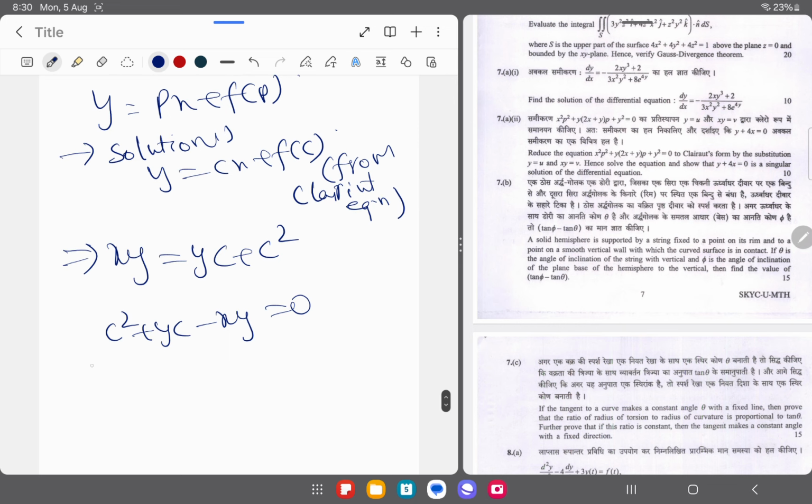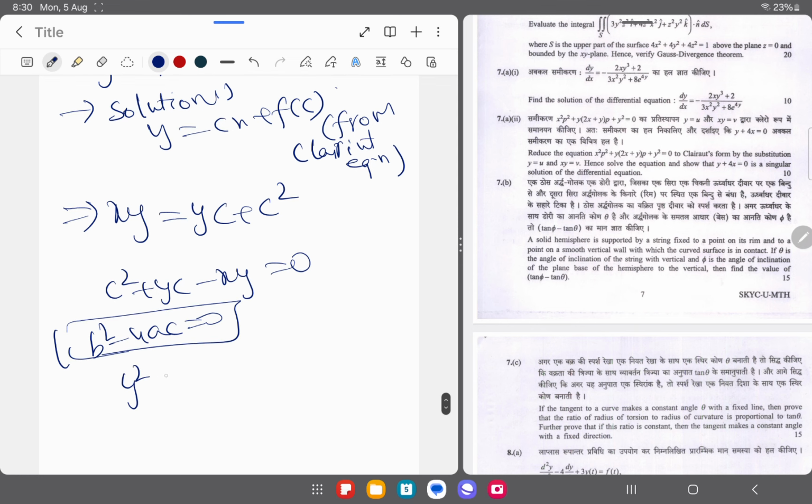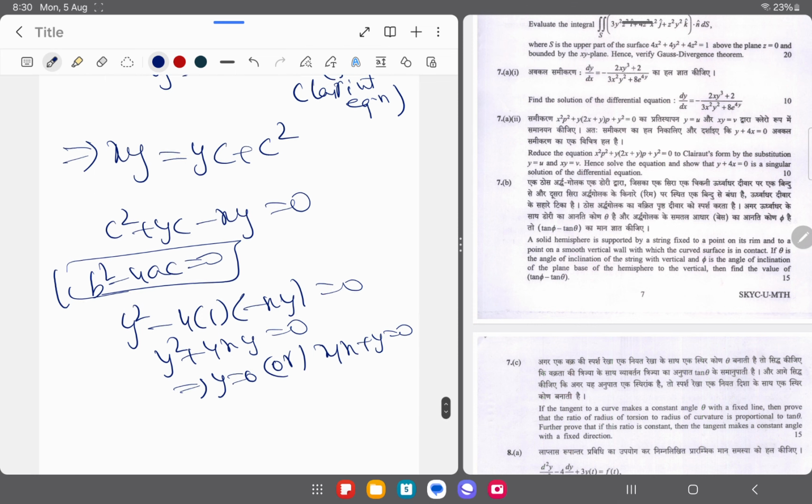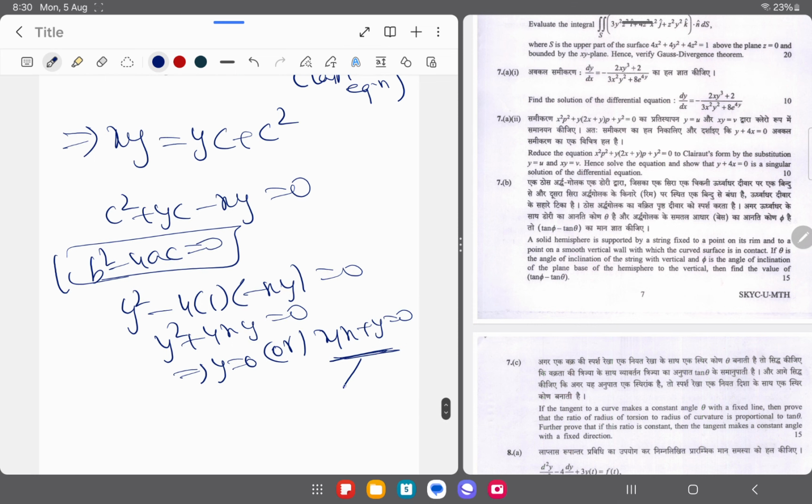Now calculate the c discriminant here. B square minus 4ac equal to 0, right? For this solution, b square is y square minus 4 into 1 into minus xy is equal to 0. Y square plus 4xy is equal to 0. This implies y equal to 0 or 4x plus y is equal to 0. We have to see that y plus 4x is singular solution or not, right?